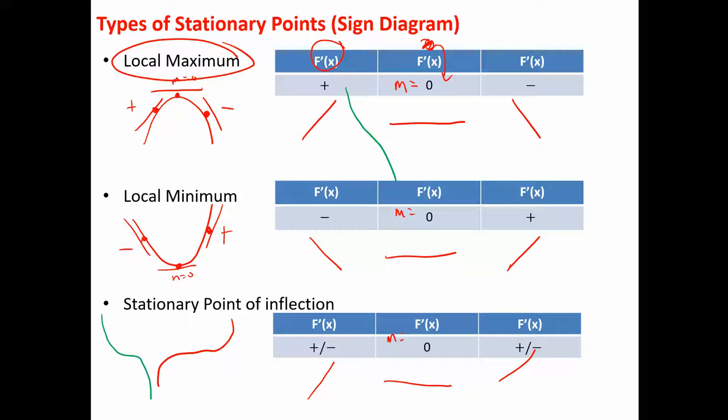So what have I really said? 18C was when the derivative equals 0, the gradient is 0, you've got a stationary point. That's what 18C is about. What's 18D about? How do you define which one it is? What we do, which I'll show you later, is use a chart, we call it a sign diagram, to prove that we have a local max, a local min, or stationary point.